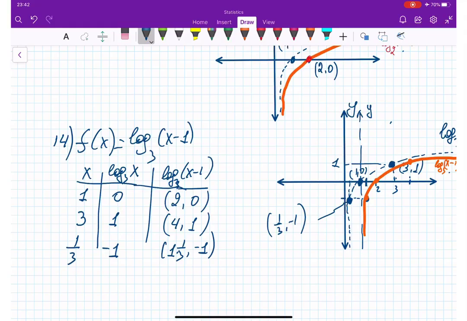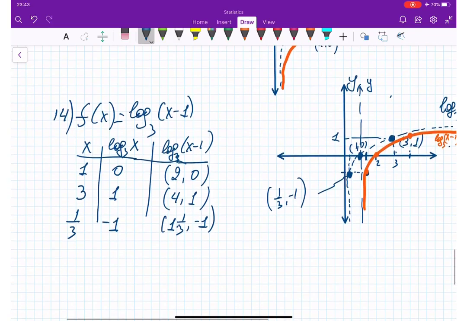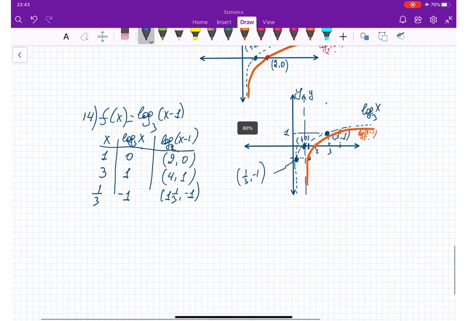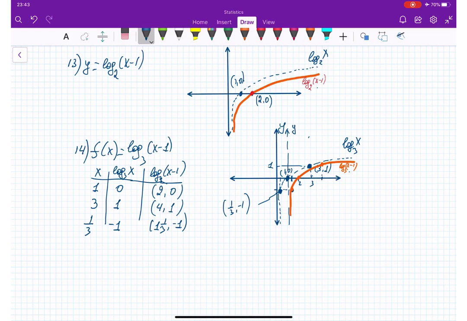Okay, next one. Log base 4. Look at that. The logarithm x by base 2 is going higher. See? It's going higher than base 3, right? This is 3. It's going a little bit lower, which means 4 is going to be even lower. So the higher the base, the closer it gets to the x-axis.